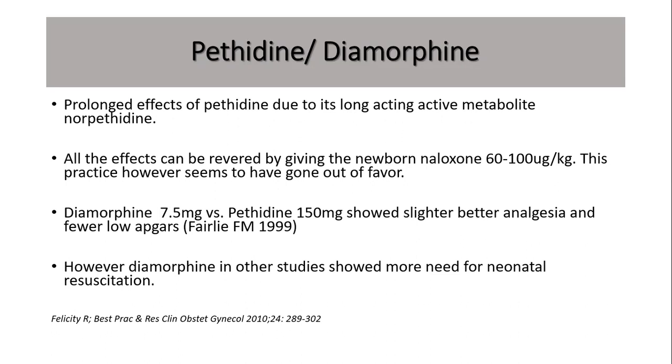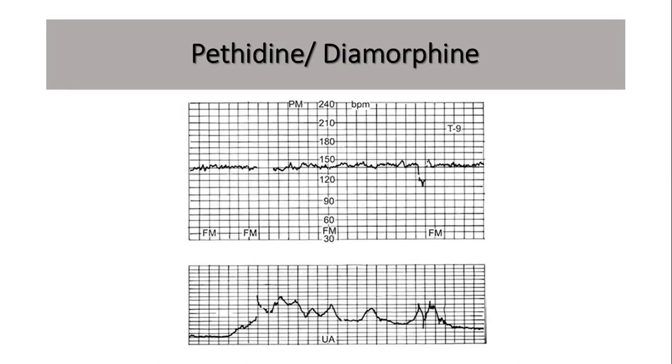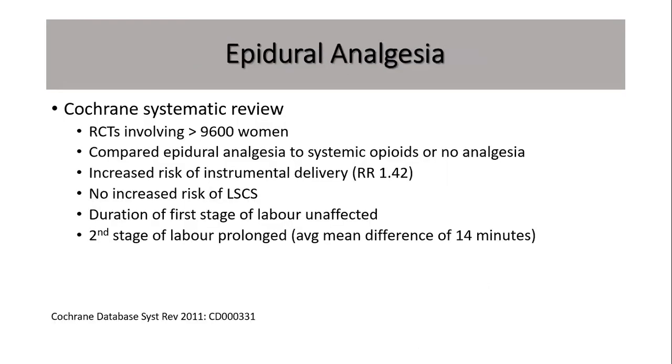And when you put babies on pethidine or diamorphine, what you see on the CTG is reduced variability. And it's a combination of reduced fetal movement and central sedation on the baby. But we know also from the research that there's acidosis associated with these medications. And therefore, you have to be careful and vigilant when you put babies on these opioids.